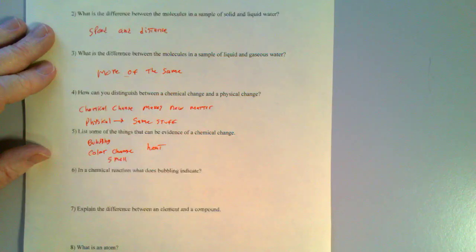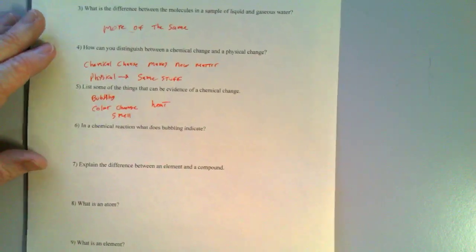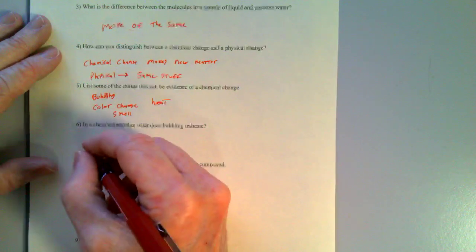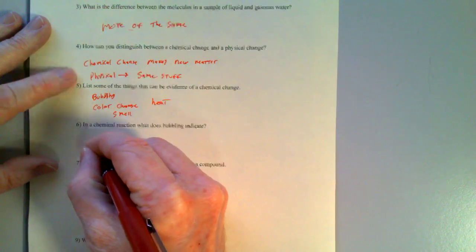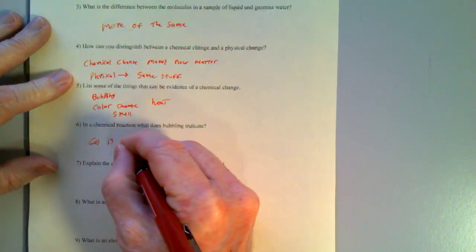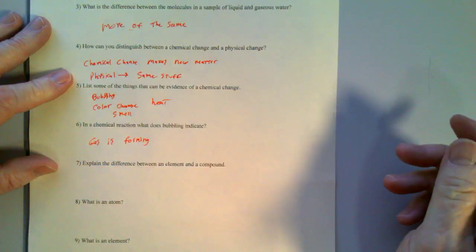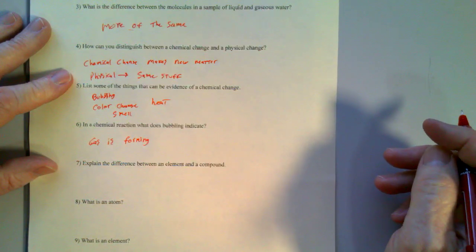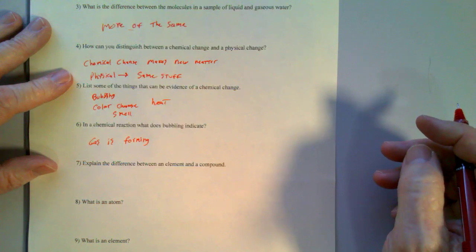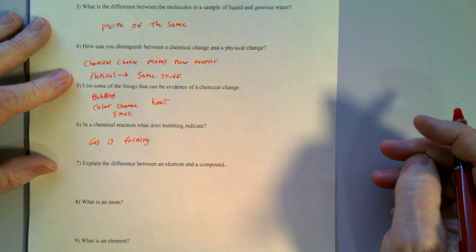So, bubbling in chemical reactions is indication that a gas is forming. That can happen in a physical change also, just boiling itself, okay? But when you throw acid onto something like a carbonate, it bubbles because carbon dioxide is produced.